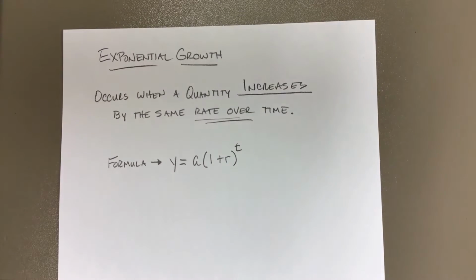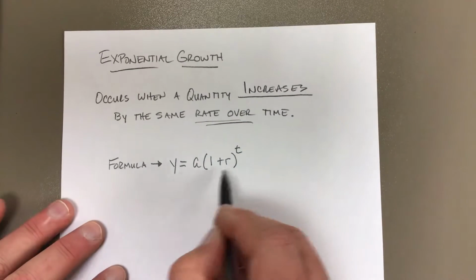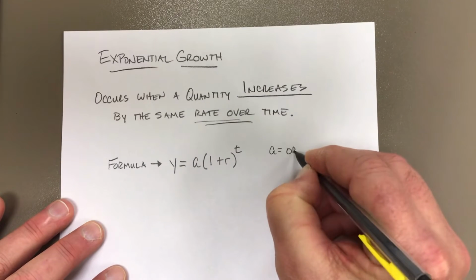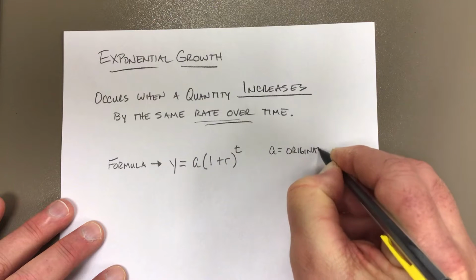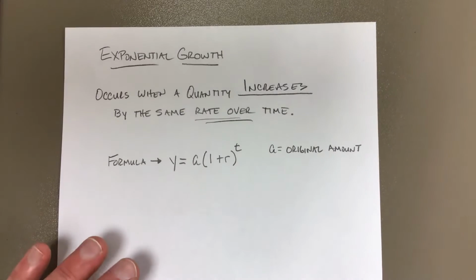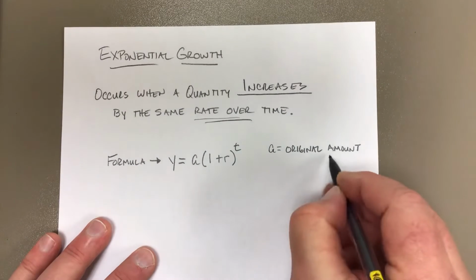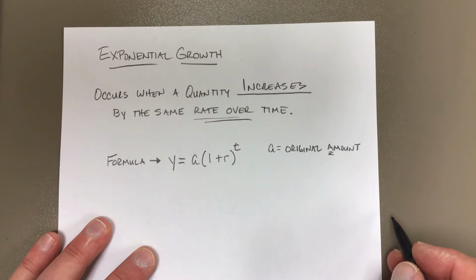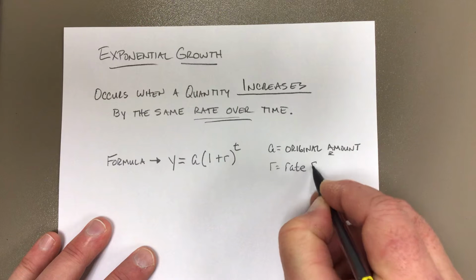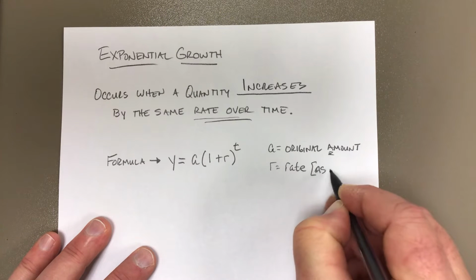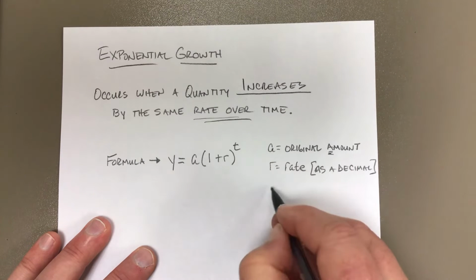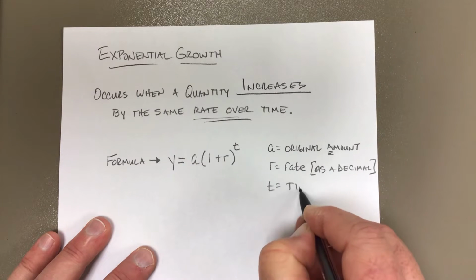It sounds kind of crazy, so we better figure out what the a, the r, and the t stand for. The a stands for the original amount, or the initial amount. The r stands for the rate, and we have to write this as a decimal, and we'll get to that in a second. And then the t, you guessed it, stands for time.